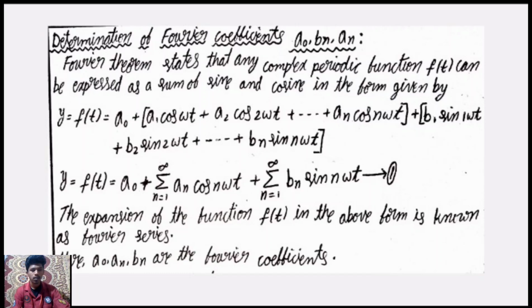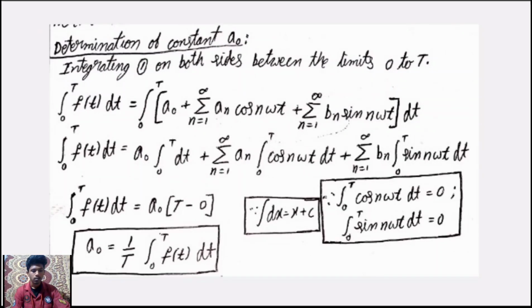The expansion of the function f of t in the above form is known as Fourier series. Here a0, an and bn are the Fourier coefficients. So firstly, determine the constant a0. By integrating equation 1 on both sides between the limits 0 to T, we get the value of a0. See the derivation.